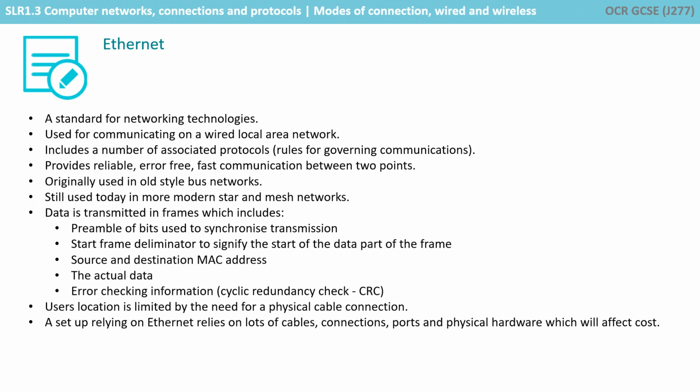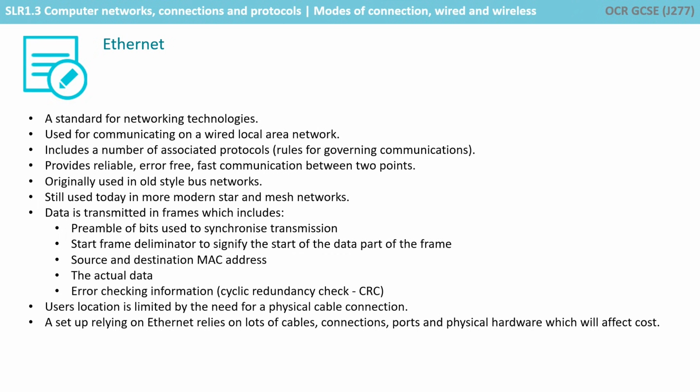Let's have a quick recap of Ethernet before we move on. It's a standard for networking technologies. It's used for communicating on a wired local area network. It includes a number of associated protocols, rules for governing communications. It provides reliable, error-free, fast communication between 2 points. It was originally used in old-style bus networks, but is still used today in more modern star and mesh networks.